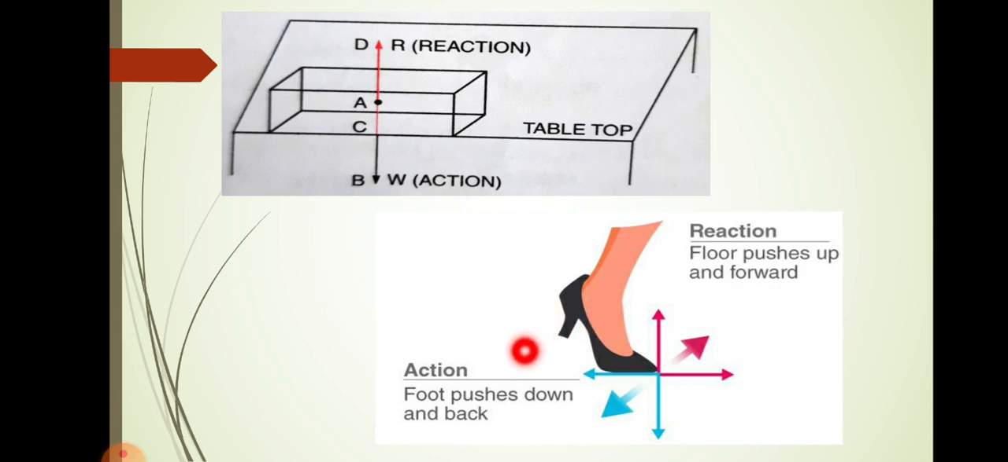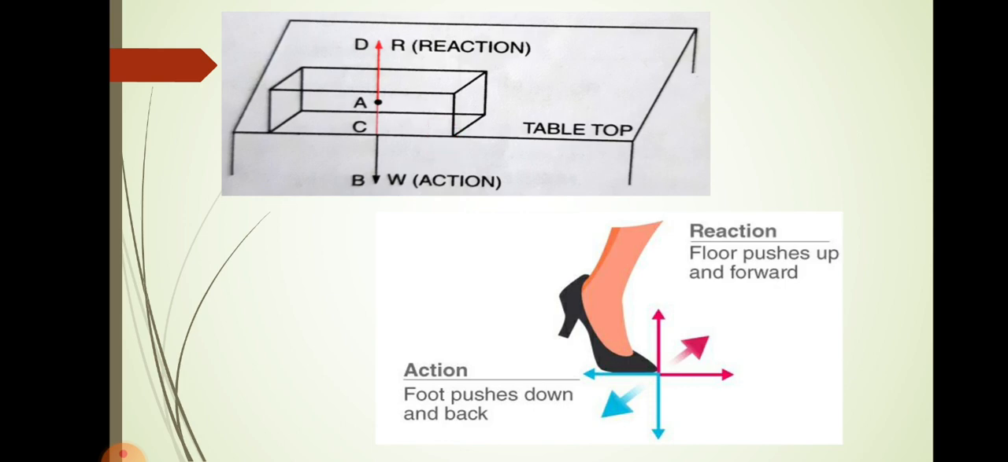So the feet exert an action, the foot pushes down and back. A reaction, the floor pushes up and we can move forward. So one force is called the action and the other force is called the reaction. Thus, Newton's third law of motion states that in an interaction of two bodies A and B, the magnitude of action is equal in magnitude to the reaction, but they are in direction opposite to each other.